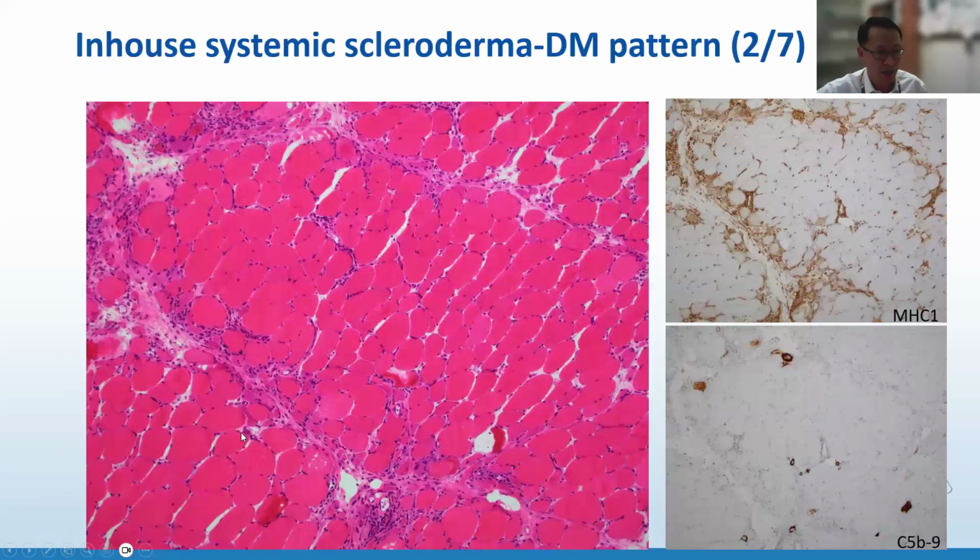And here is an in-house example. So in-house, I've seen about 7 cases of definitive scleroderma cases, and 2 of them show this perivesicular injury pattern. So here you can sort of see an irregular perivesicular atrophy here. And then the MHC1 shows a somewhat upregulation in perivesicular fibers. And C5b9 here shows just scattered necrotic fibers and very little capillary staining. Typically, the capillary staining in these cases are rare or very mild.